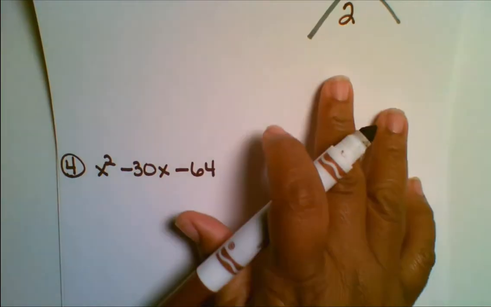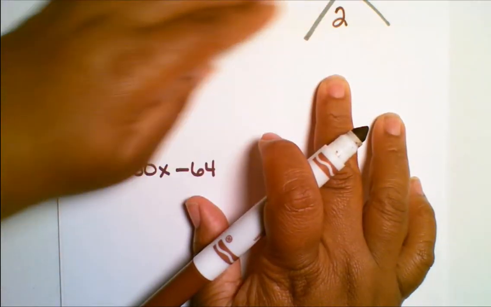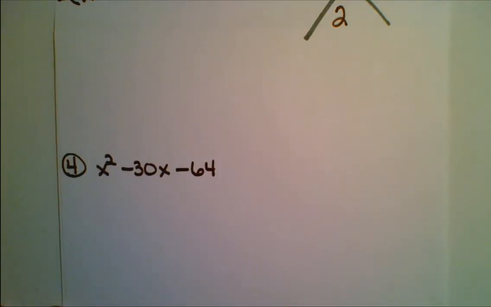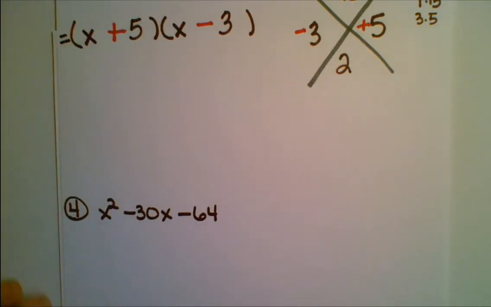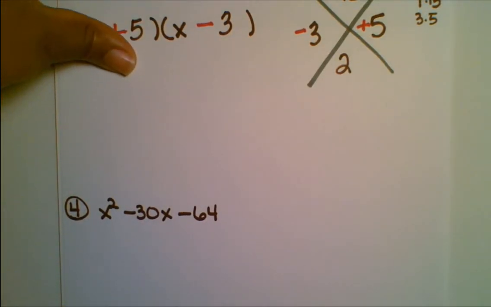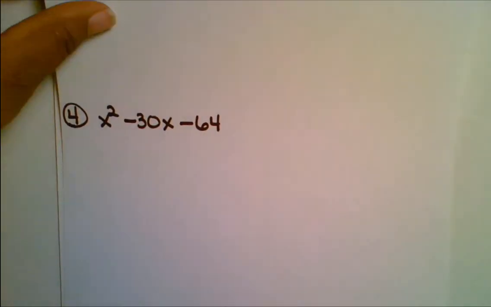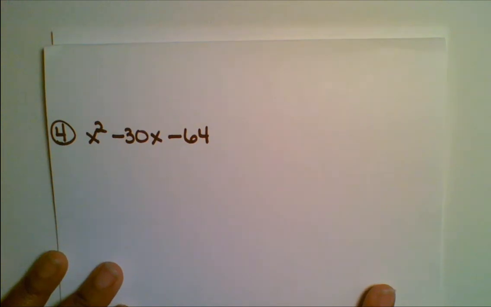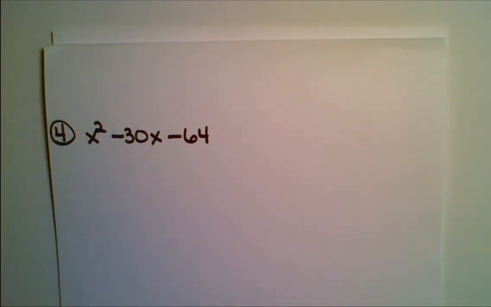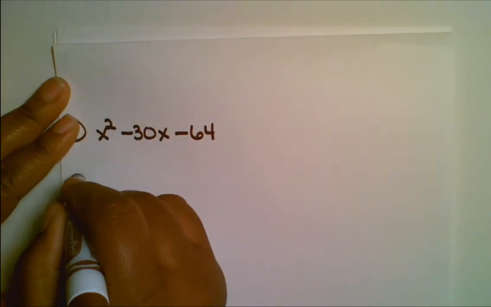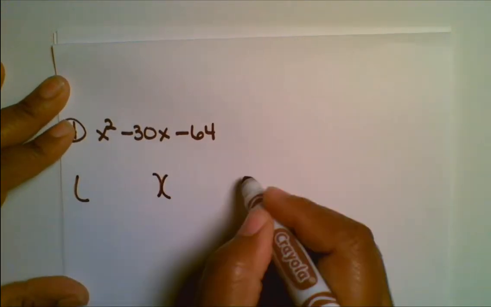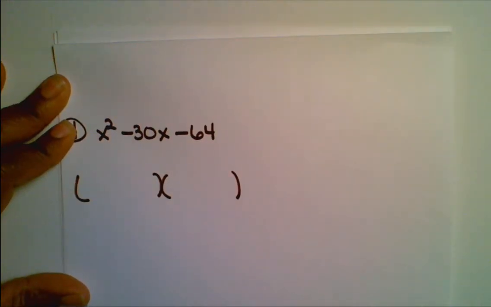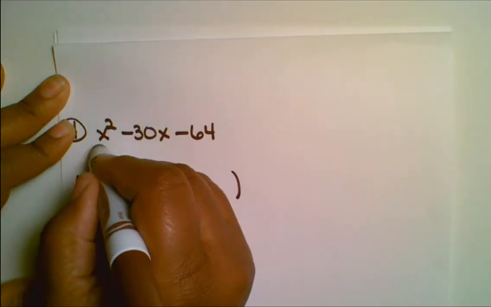Number 4, we have here x squared minus 30x minus 64. Okay, let me just fold this paper up here so we can finish this. There we go. All right, so let's set up our template. Okay, fill in the variables.